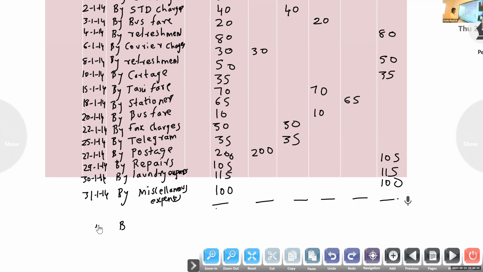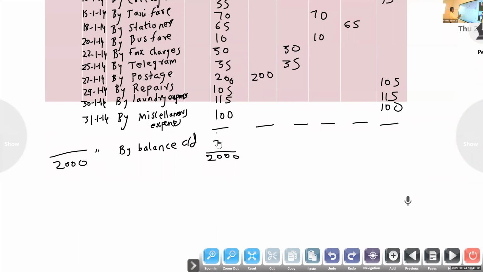Then we will write the total of each column, and down we will write the same date, the closing date, by balance CD. By balance CD we will write, then on both sides 2000. Then next, 1 to 14, to balance BD we will write here. Then the remaining amount to bank we will write with the same date.